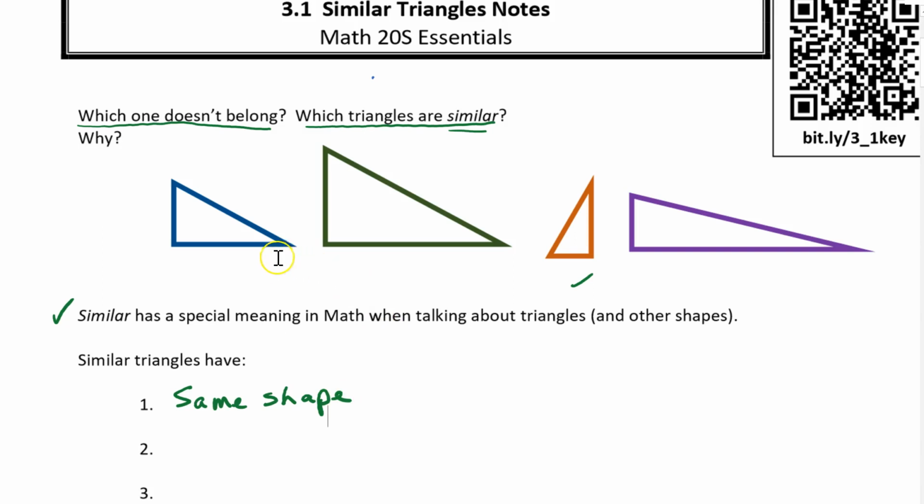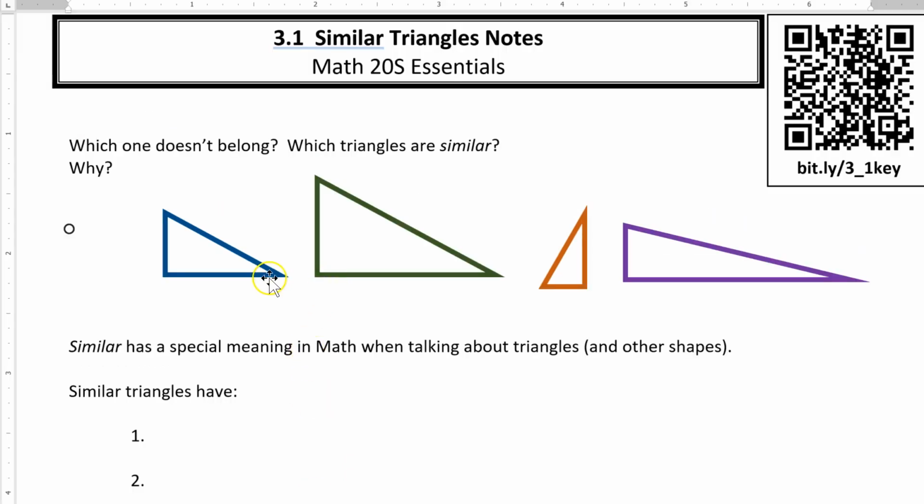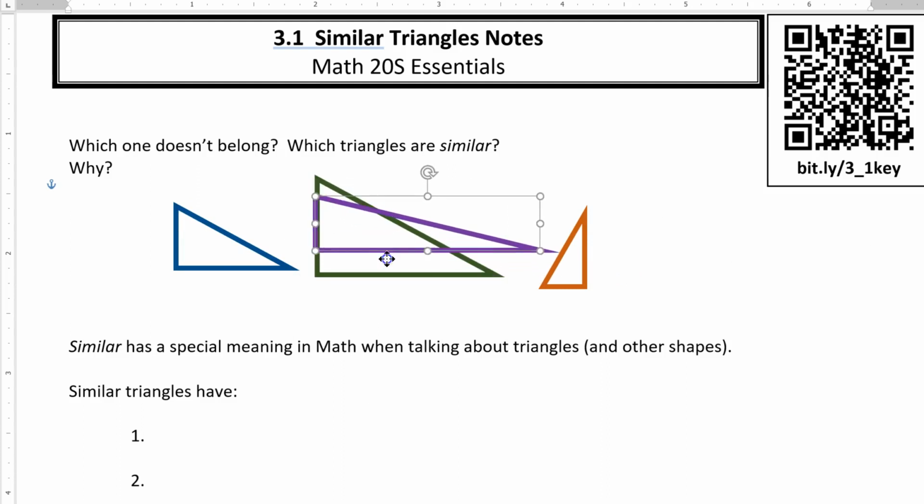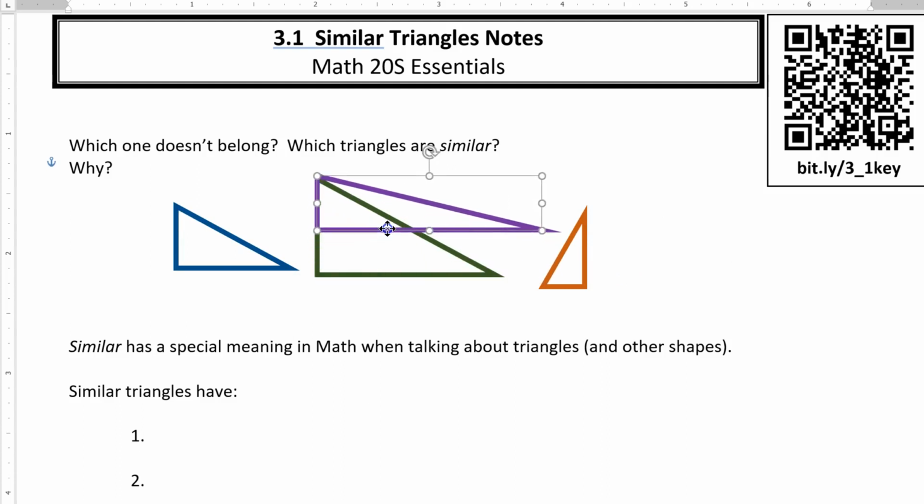Well, the blue and the green triangles definitely have the same shape. In fact, if I switch over here, I can drag this one over top and say, here's the test for the same shape. Are the angles the same? It looks like those are exactly the same. If I check the purple one, no, this angle looks like the 90-degree one, but that angle's different.